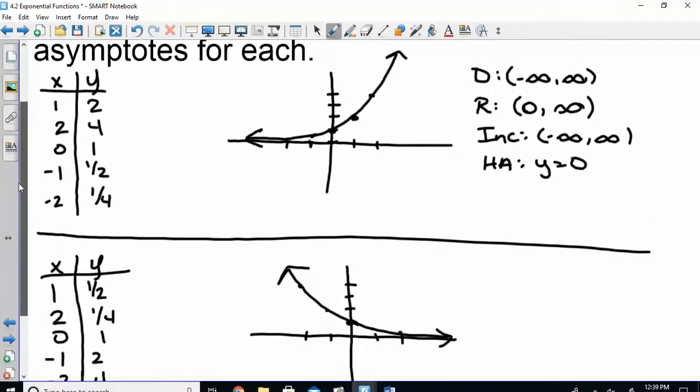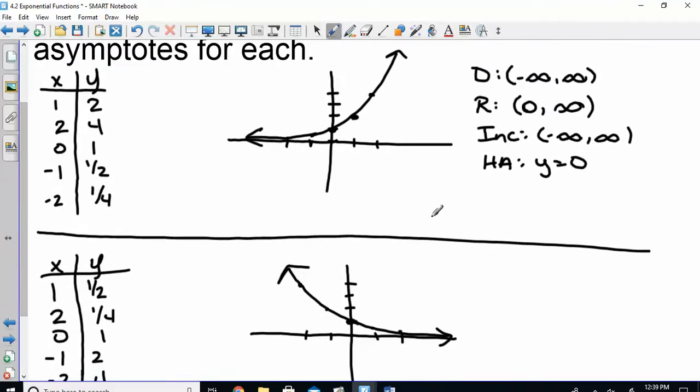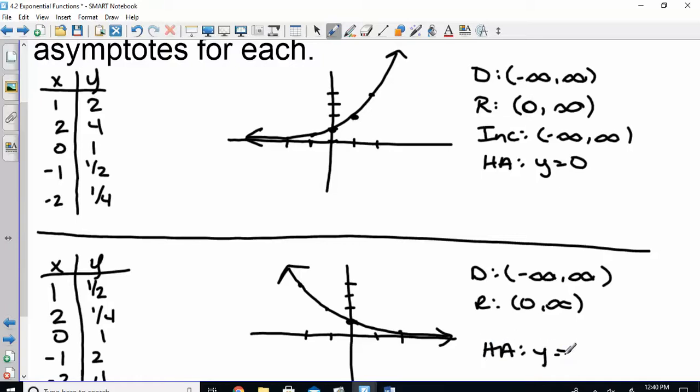So you'll notice these are pretty much the same, except what's different? This one's decreasing. My domain is still everything. My range is still 0 to infinity. I still have the same horizontal asymptote, but the difference is this one is decreasing the entire time. So in general, these exponential functions are always going to look like this. It's going to be a curve. It's either increasing or decreasing.